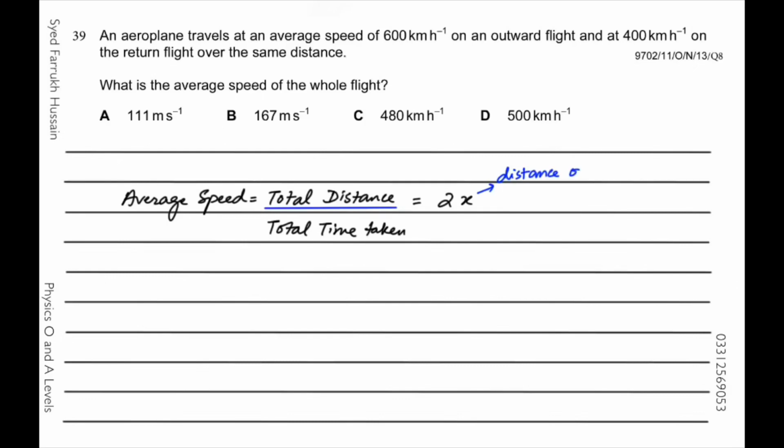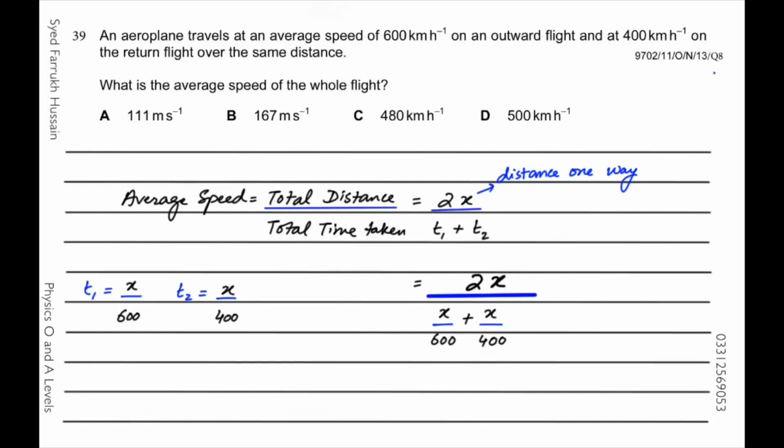Now total distance is 2x divided by total time, which is t1 plus t2. t1 is the time taken while it was covering the distance initially, and t2 is the time taken during the return. Now time is distance upon speed, right? So distance is x, speed is 600 initially, and t2 is x upon 400. x is the distance covered and this is the speed by which the distance is covered. So instead of t1 and t2 we can write x upon 600 and x upon 400.